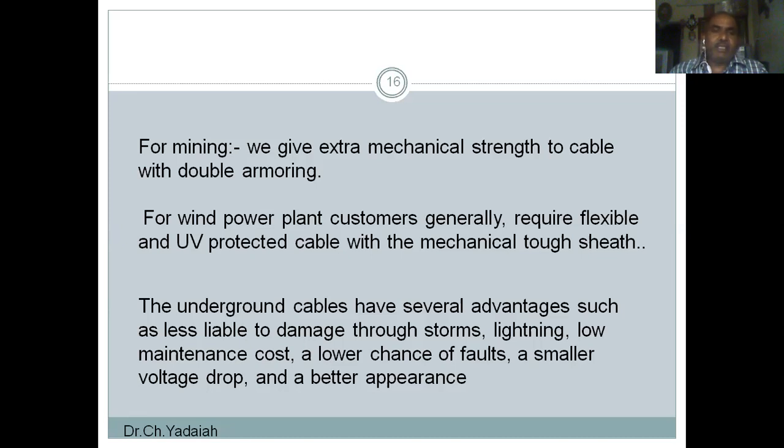What are the advantages? Whenever storms and wind occur, there is damage to overhead lines. With heavy gale winds, there is a possibility of poles breaking down and total collapse of the system. Here there is no such problem, and lightning cannot be discharged in underground cables. Maintenance cost is very low, there is no carbonization as on overhead lines, a lower chance of faults, and a smaller voltage drop. These are the advantages of underground cables compared to overhead lines.